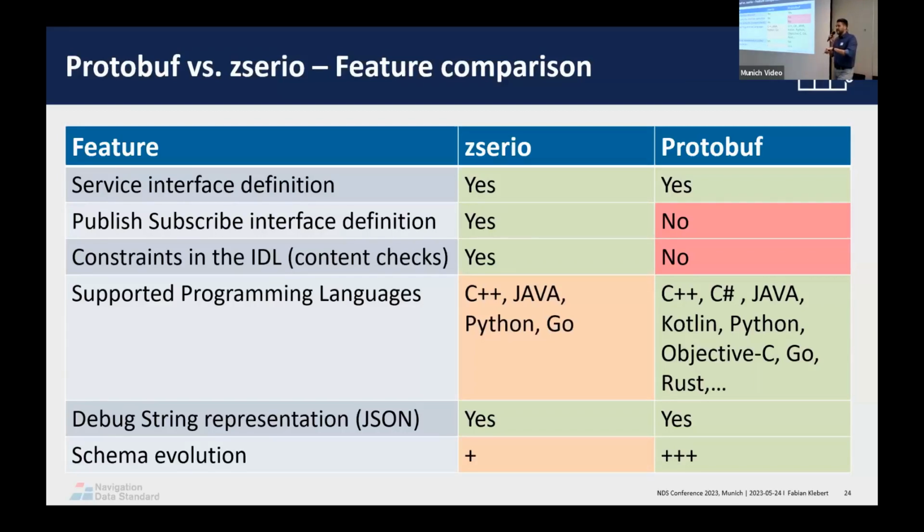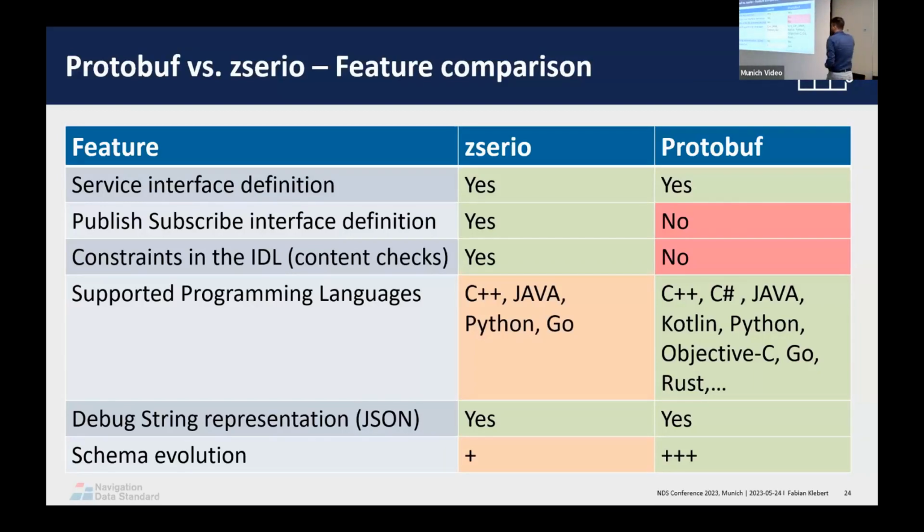Funny enough, you can easily convert between the two using this JSON representation because they're very similar. And also the IDL structures are very similar. And this is actually how we did the tests that I will show later. We simply said, okay, use something that is encoded in Serio or in Protobuf, make JSON out of it and convert it into the other one. So it makes it quite easy to go there.